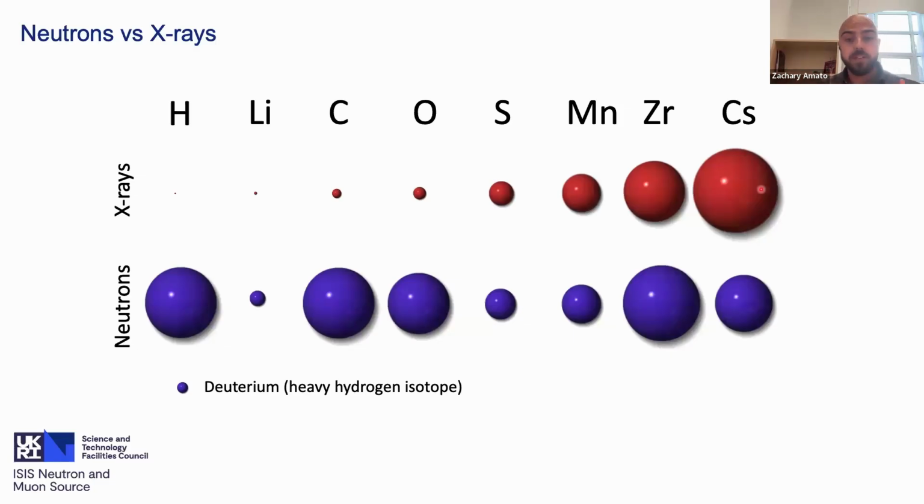When you look across the periodic table, there's no trend in how well they scatter off of things. And so this makes it possible to differentiate elements that are next to each other in the periodic table, or you can pick out light elements, even though there are also heavier ones in the same sample, which is usually quite difficult to do with X-rays because the heavy elements kind of drown out the light ones. And so neutrons also have a very unique ability to differentiate between isotopes, which I will talk a bit more about later on as well.